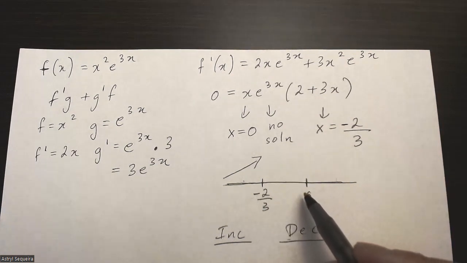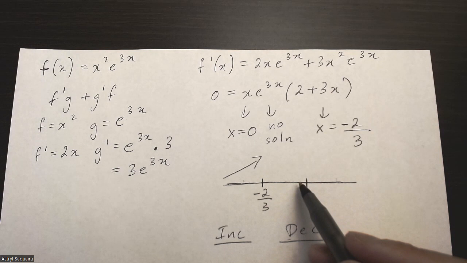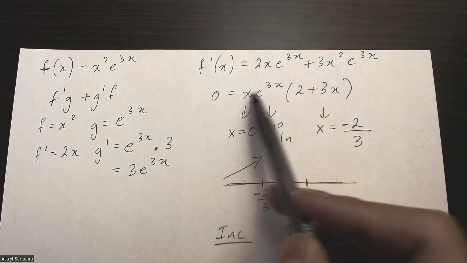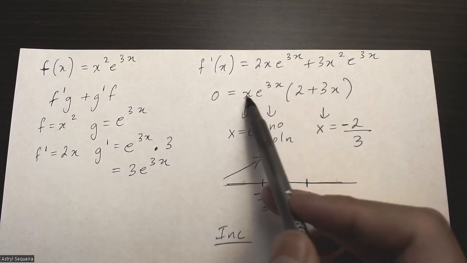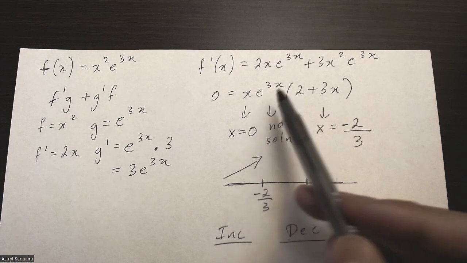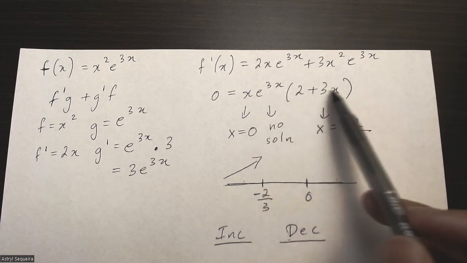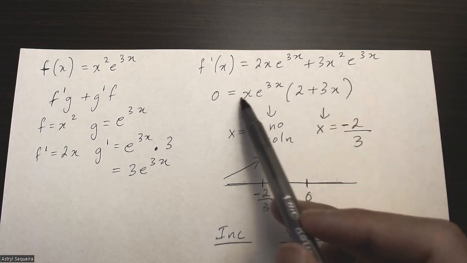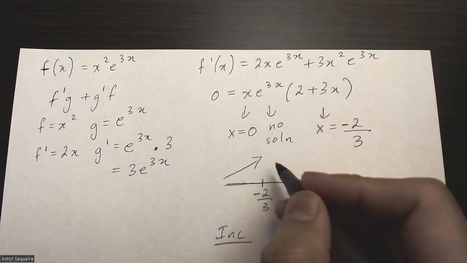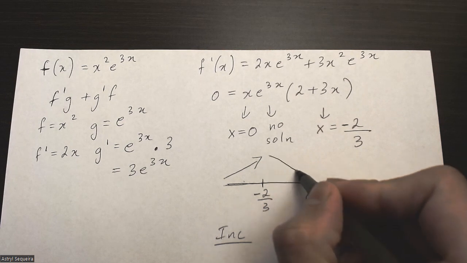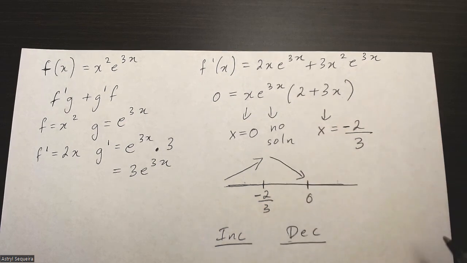Pick a value between these two. I'll pick negative 0.1. If I pick negative 0.1, this is negative. This is always positive. So negative times positive is negative. And then 2 plus 3 times negative 0.1 is positive 1.7. So I have a negative times a positive, which is negative, which means my graph is decreasing.